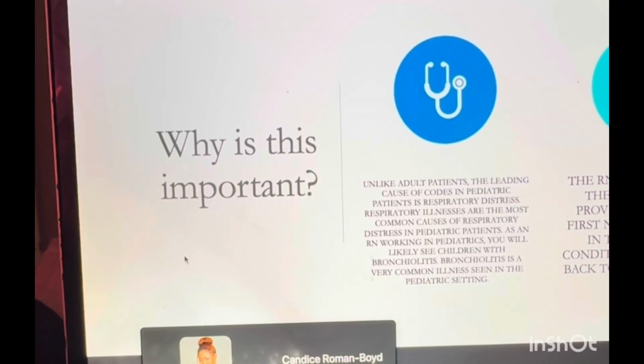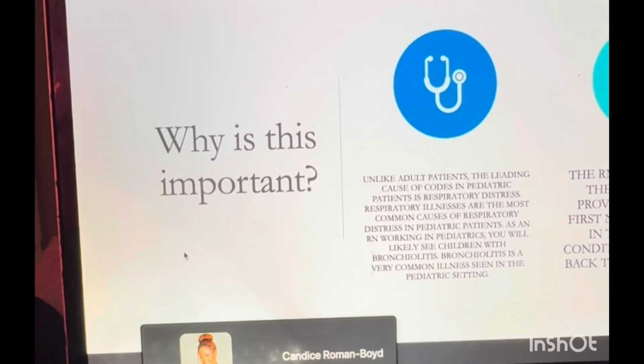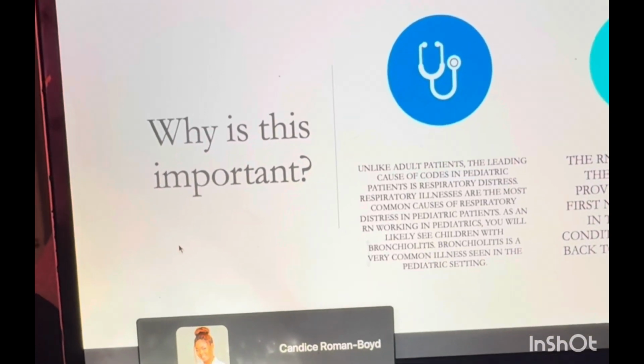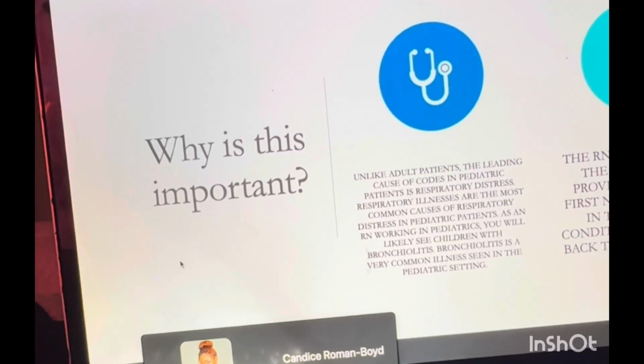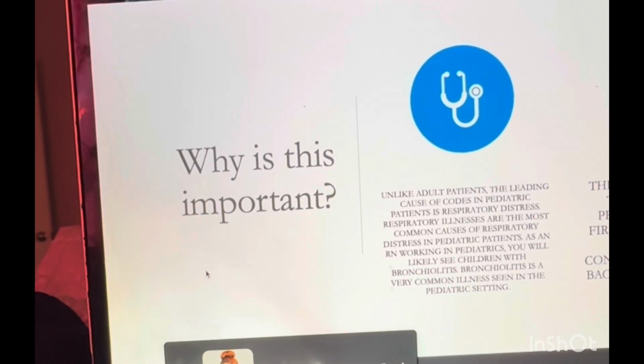Like on the floor, I can remember when I was working, you're going in there at least every 4 hours at the bare minimum. You're going to be the one to identify that there's a problem and have to call the physician on call and let them know what's going on.